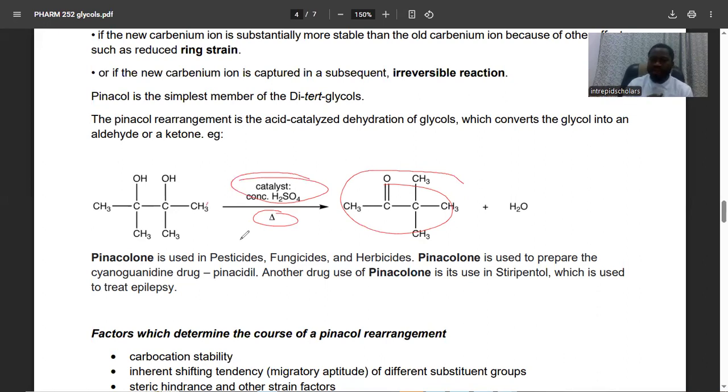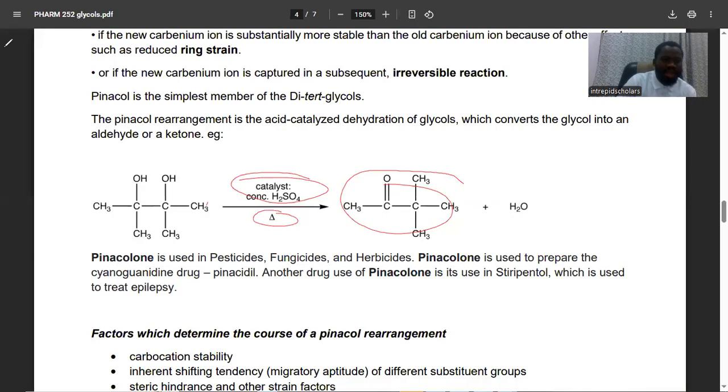Now, this will be of interest to the pharmacist because pinacolone is used in pesticides, fungicides, and herbicides. Again, pinacolone is used to prepare the cyanoguanidine drug pinacidil. Pinacolone is also used in stiripentol, which is used to treat epilepsy. So these points will make you know that we are not really learning the chemistry in isolation, but because we need some of these compounds generated through these processes for some of the drugs we use in treatment.